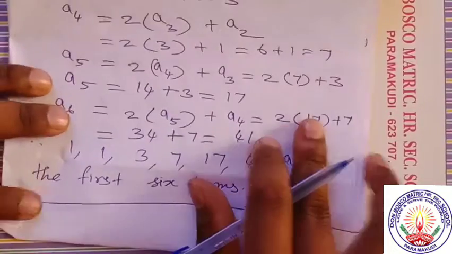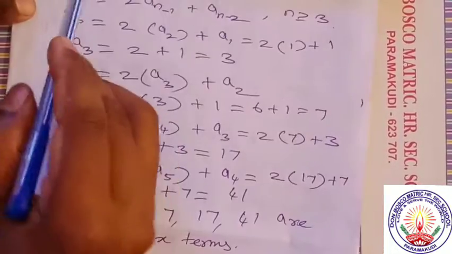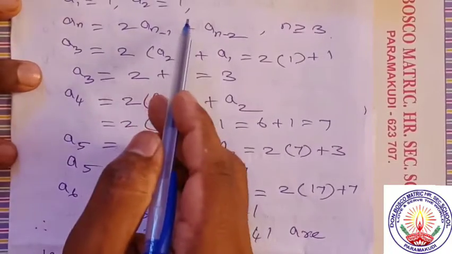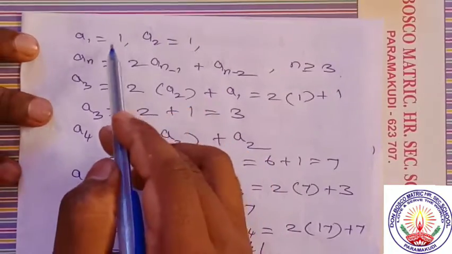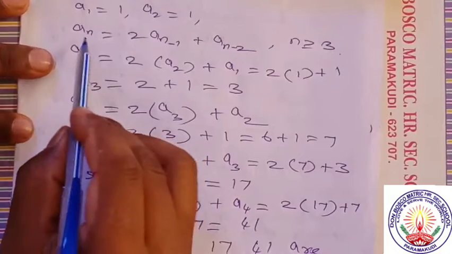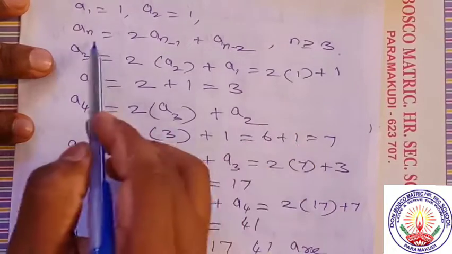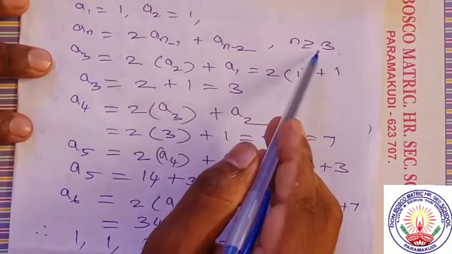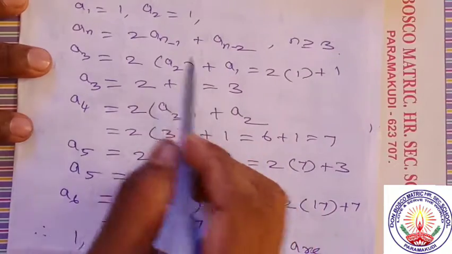It's a very simple one. You have to understand a1 is given, a2 is given, and an when n is greater than or equal to 3 is also given. We have to find a3, a4, a5, a6.